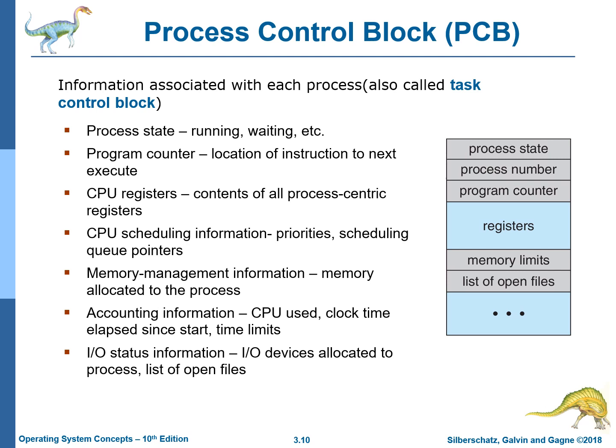Accounting information. This information includes the amount of CPU and real time used, time limits, account numbers, job or process numbers, and so on. And then we have input-output status information. This information includes the list of input-output devices allocated to the process, a list of open files, and so on. In brief, the process control block simply serves as the repository for any information that may vary from process to process.